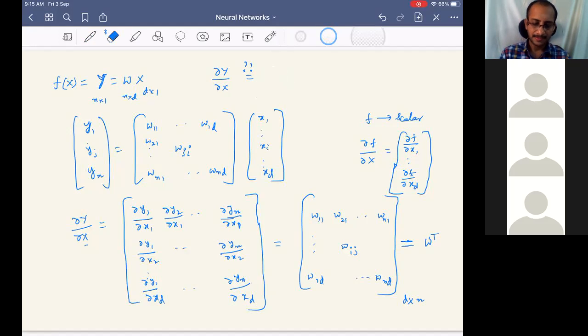Is this clear or not? Yes, sir. W transpose. And this is D cross N. Okay, so please note that.